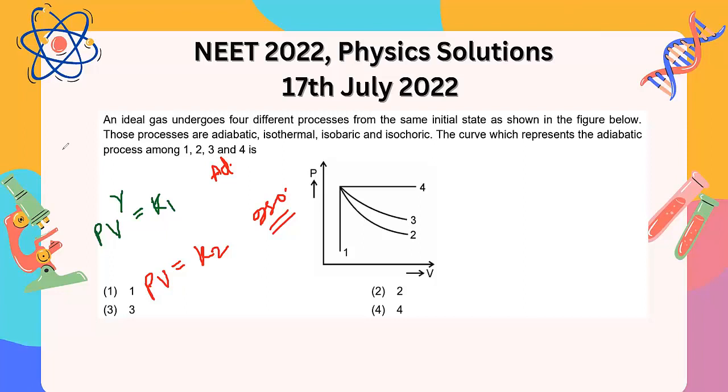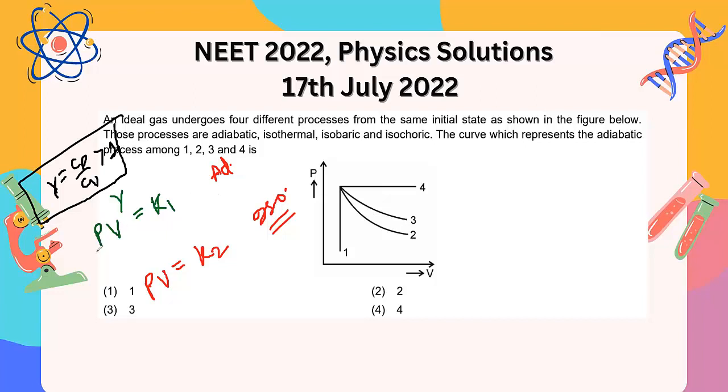And gamma is what? Gamma is Cp upon Cv. That is more than 1, we know, okay. Gamma is more than 1. Cp upon Cv is more than 1 because Cp is more than Cv, right? So now we'll try to find out the path by seeing the slope of the curve, okay?